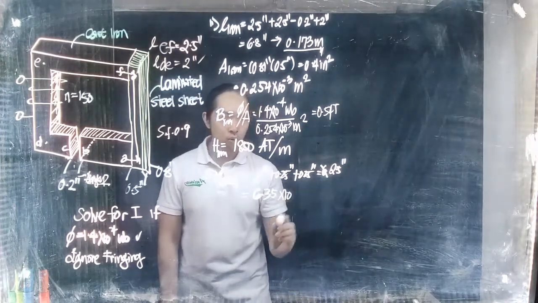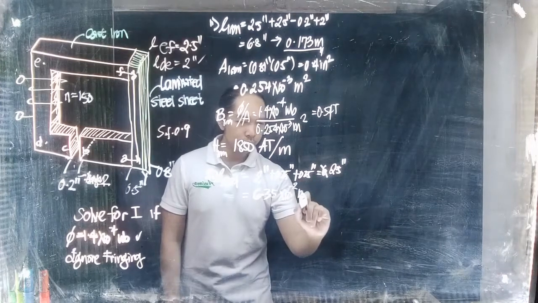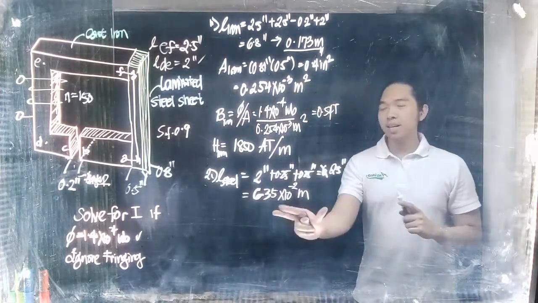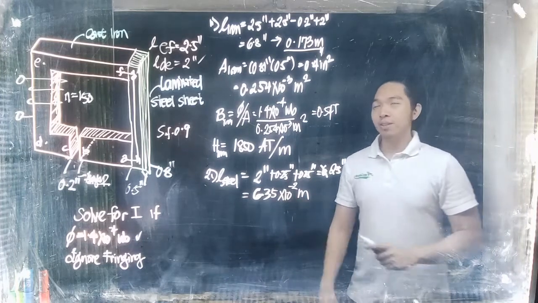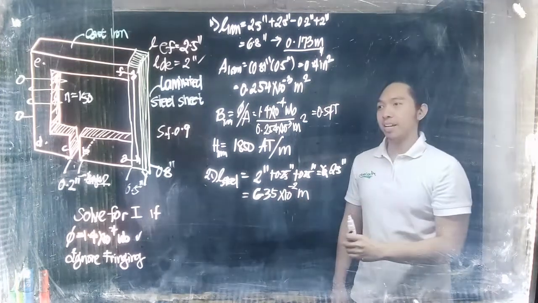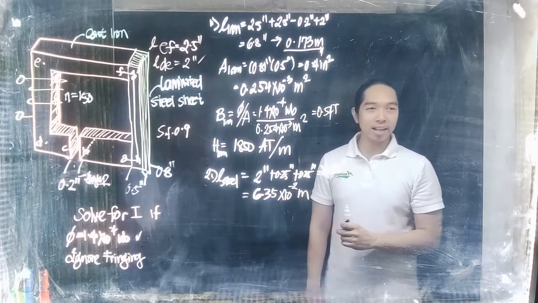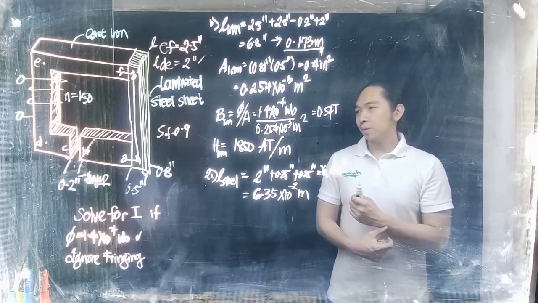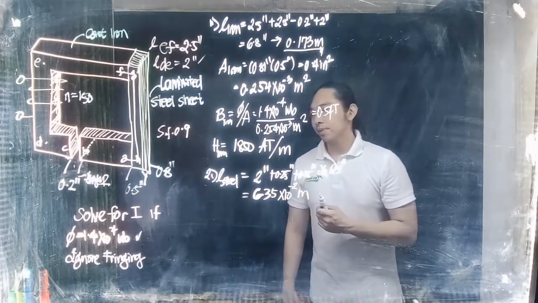Times 10 raised to negative 2 meter. Yun pa lang sa may part na yun. Okay. So, nakuha na natin tong part na to. So, anong next? Same. Cross-sectional area ulit. So, cross-sectional area is equal to, okay. So, that's equal to, ganun ulit.